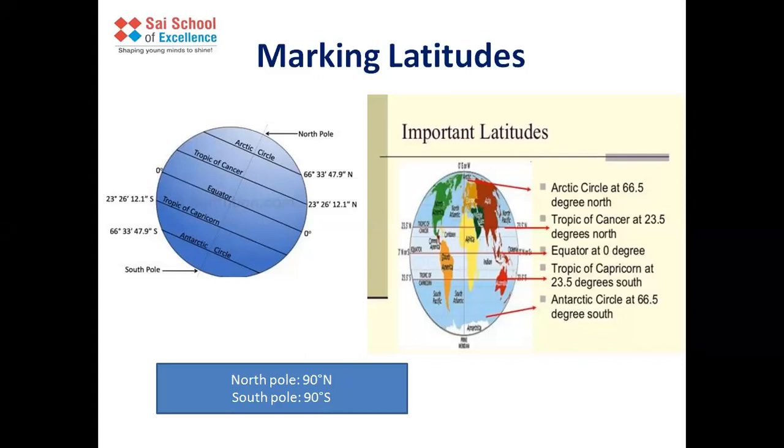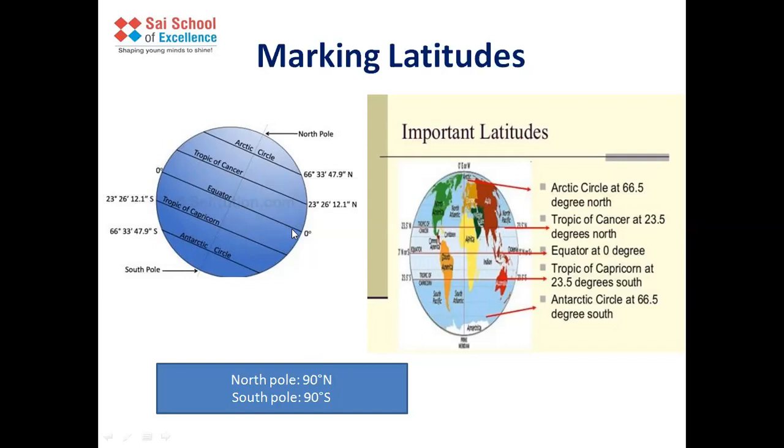Lines of latitude are labeled in degrees, and just now what did we say? The equator is at 0 degree and the other parallels are marked from 0 degree to 90 degrees. The parallels are also marked as N or S according to their location apart from their values. The North Pole is written as 90° N, and the South Pole is written as 90° S. So there are 90 parallels in the northern hemisphere and 90 parallels in the southern hemisphere.